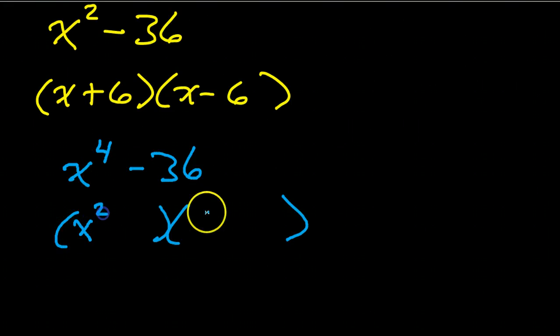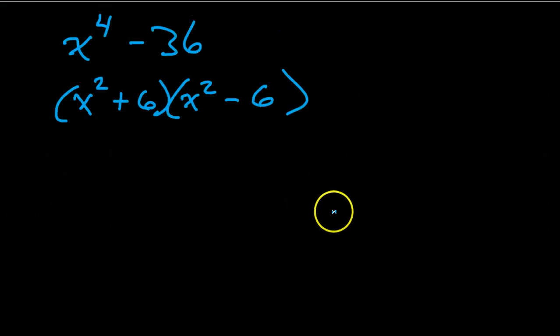Yeah, this would just be x squared times x squared. Okay, so I could do x squared plus 6 and x squared minus 6. Just because it's a fourth power, it's still the difference of two squares, so you can do it. Alright, but watch out for one thing.